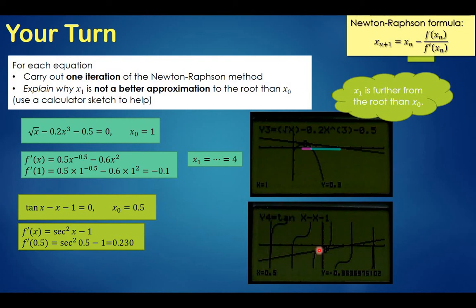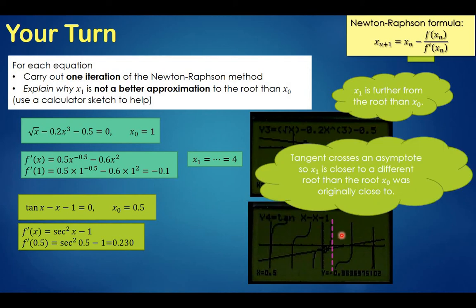On this graph here, we've sketched the graph and we've drawn the tangent. And you'll notice, because it's kind of related to the tan graph, you've got an asymptote there. Now your tangent has crossed that asymptote, so actually you're now closer to a different root instead of the original one. Your next iterate is 3.70.